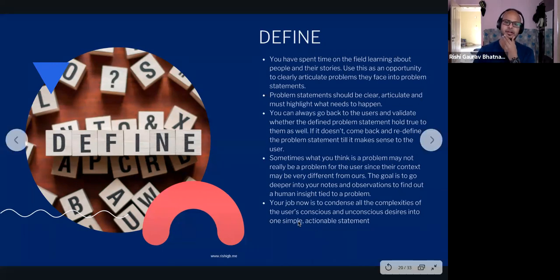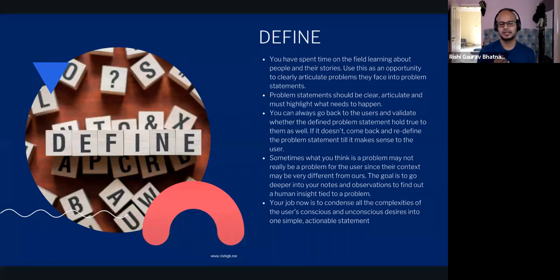But I think this is the point that I would like for you to focus on. Your job now is to condense all the complexities of users' conscious and unconscious desires into one simple actionable statement. Now, while this statement may look a little bit difficult, and it may look a little bit intimidating, I'll walk you through some examples of what the conscious and unconscious desires mean.